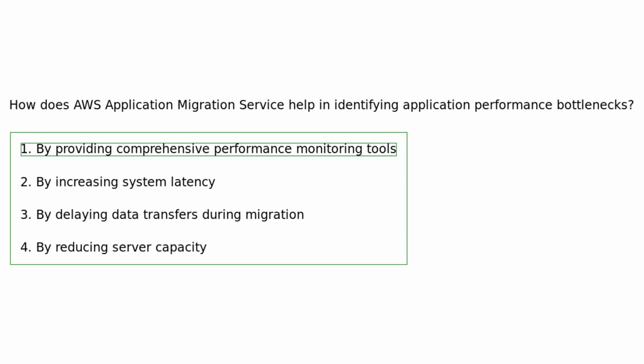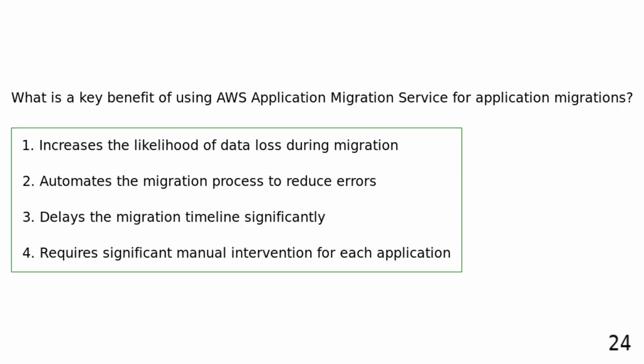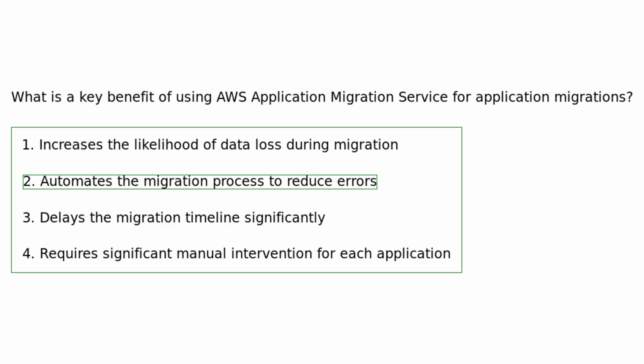application performance post-migration. What is a key benefit of using AWS Application Migration Service for application migrations? Increases the likelihood of data loss during migration. Automates the migration process to reduce errors. Delays the migration timeline significantly. Requires significant manual intervention for each application. One of the key benefits of using AWS Application Migration Service is its ability to automate the migration process, reducing the likelihood of errors and ensuring a smoother migration experience.